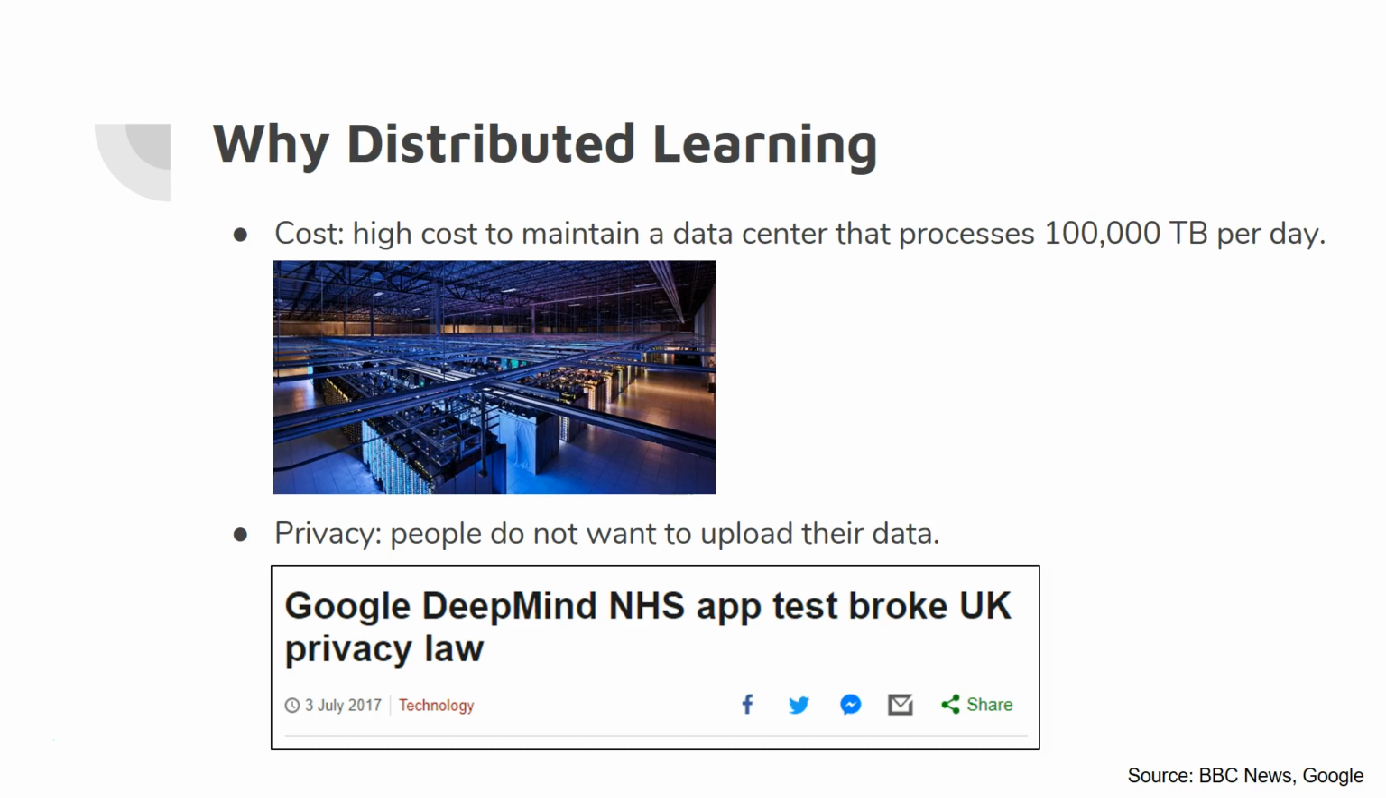Another thing is a privacy issue. Sometimes people simply do not want to upload their data onto the server. For example, Google DeepMind got into trouble because it broke the UK privacy law by downloading some patients' personal data from the National Health Service database.